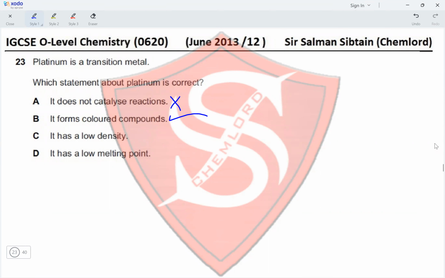C. It has a low density. No, it will have a high density. D. It has a low melting point. No, it will have a high melting point. So the only correct statement about platinum is that it forms colored compounds, making option B the correct option for this question.